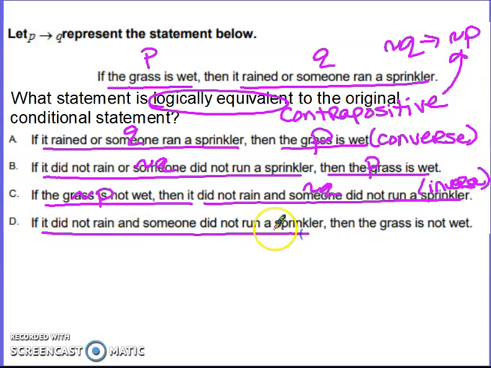Just to double check, we now have negative Q on the bottom, and we have negative P. So D is your contrapositive, which is logically equivalent to the original.